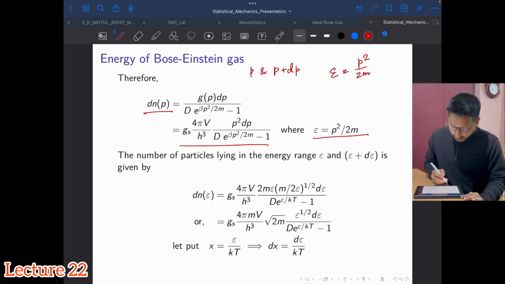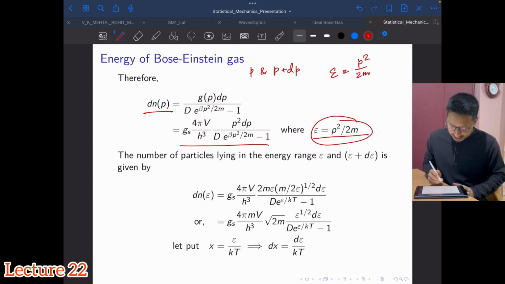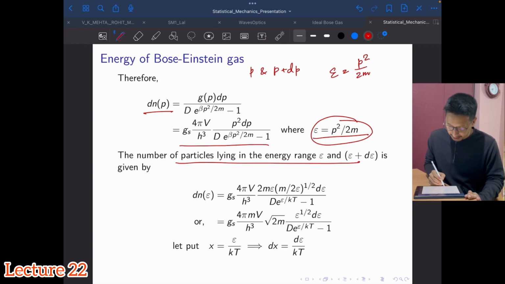Okay, so now from here, using this expression, we can calculate what we are familiar with earlier, that the number of particles lying in the energy range E and E plus dE, or script E and script E plus dE, is given by this. Nothing else, you have to just substitute for this p square. So p square is given by twice m E, right? So this term has come.